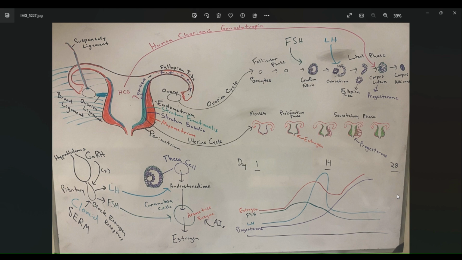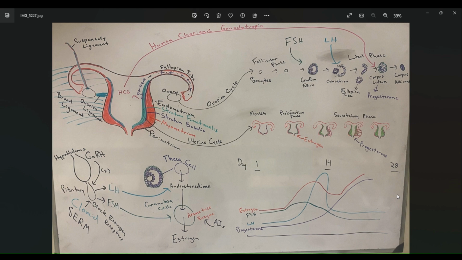The stratum functionalis is what builds up during the proliferative phase of the uterine cycle and then is shed during menses. The stratum basalis stays constant. We see the fallopian tubes curving around and they end in the fimbriae, or the little finger-like structures, and then we see the ovaries, which are the gonads in females.